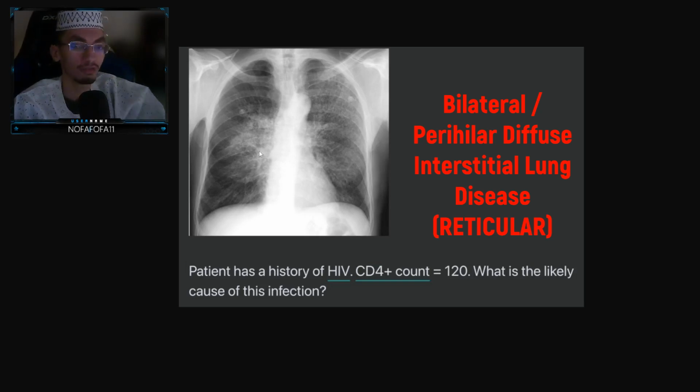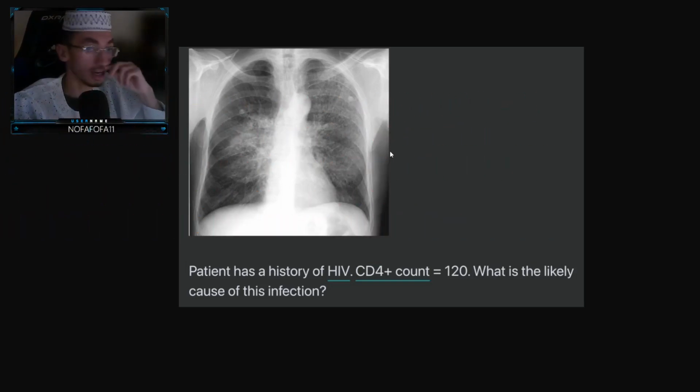So if I have a case of bilateral or perihilar interstitial lung disease with a reticular pattern, and this is found in an HIV positive patient, then I am more than likely to suspect HIV positive associated Pneumocystis jirovecii infection, a fungal infection. All right, I can take a CT scan to confirm my case. All right, that's pretty much it.